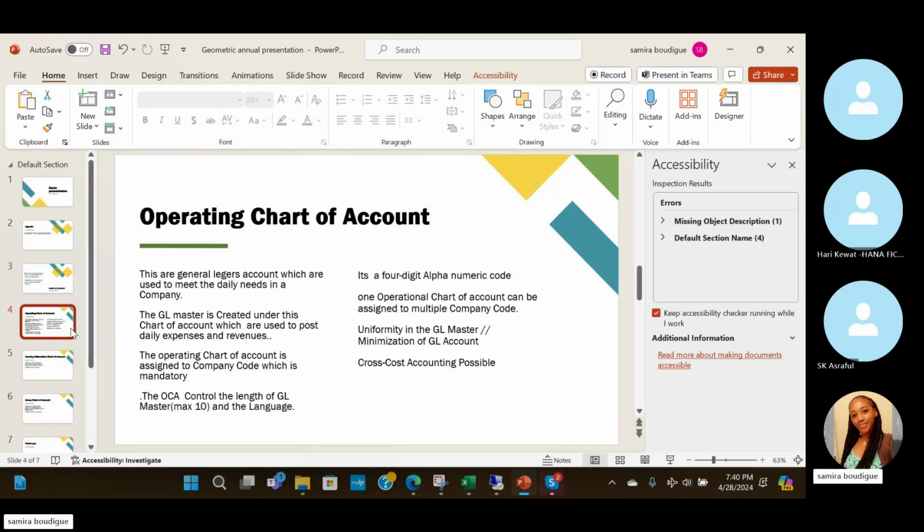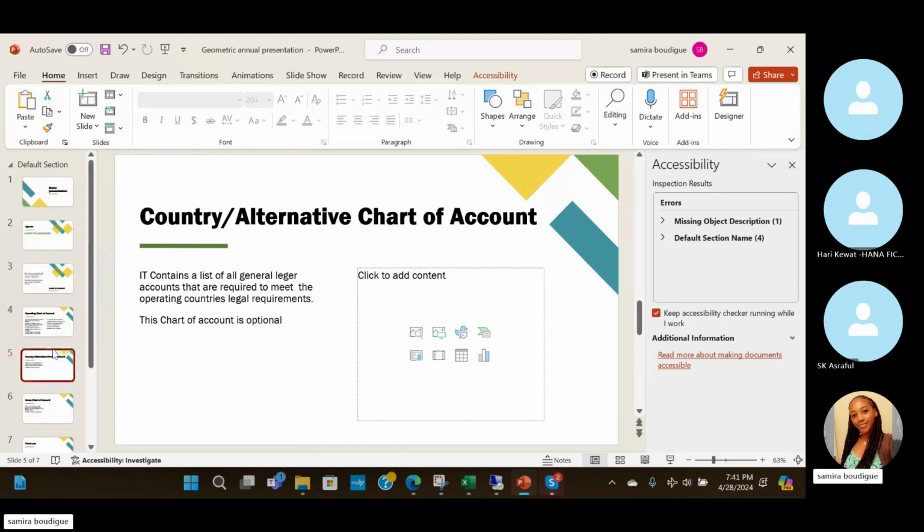So if a person was working in India and has to travel for business to the United States of America, and they have to pay that person for the time spent in the United States, they are going to use the account from the United States in order to do the journal entry and to pay the person. And I think that is all for the operating chart of accounts.